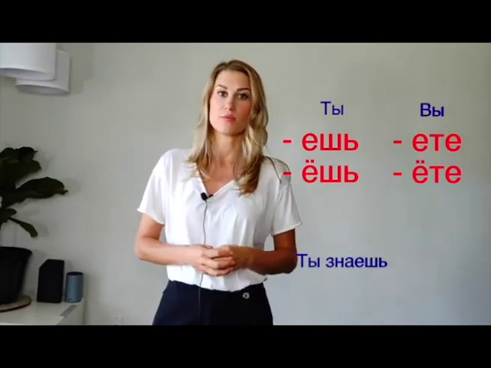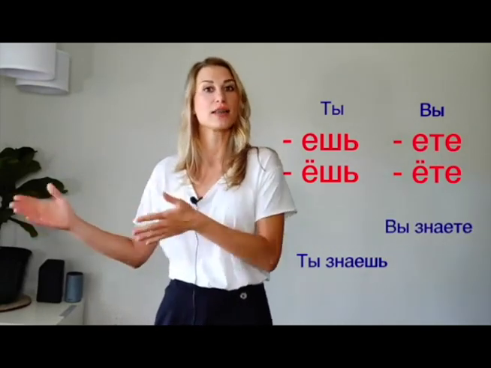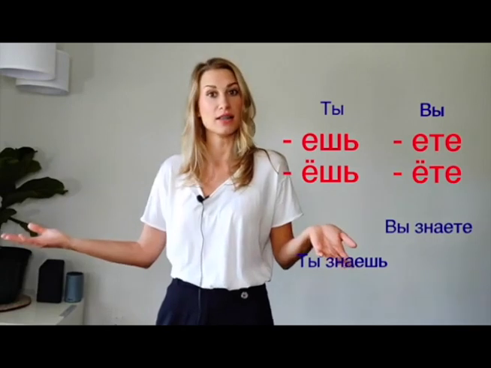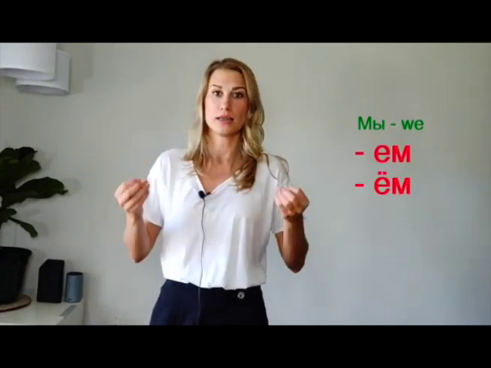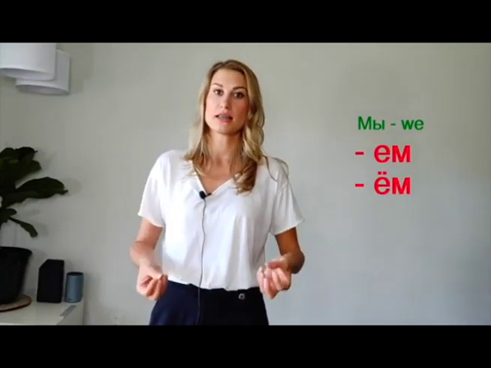So in this case, we say вы знаете. Вы знаете. And when we talk about plural I, which is we, in Russian we say мы, so we say ем or ем. In this case, it's ем.